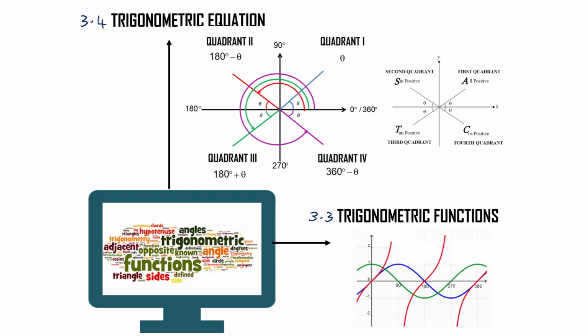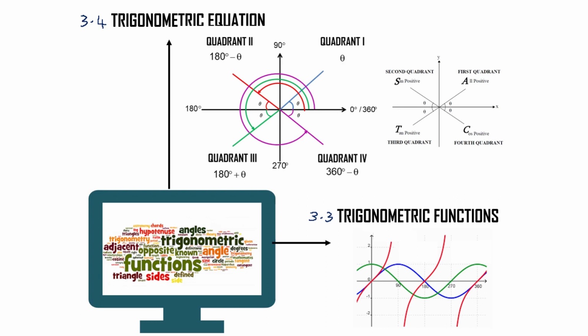Okay, for the 3.3 trigonometric functions, you have to identify three types of function here. The first one, the blue one, refers to the graph of sine. The green one refers to the graph of cos. And the red one refers to the graph of tangent, which does not have a maxima or minima value here.